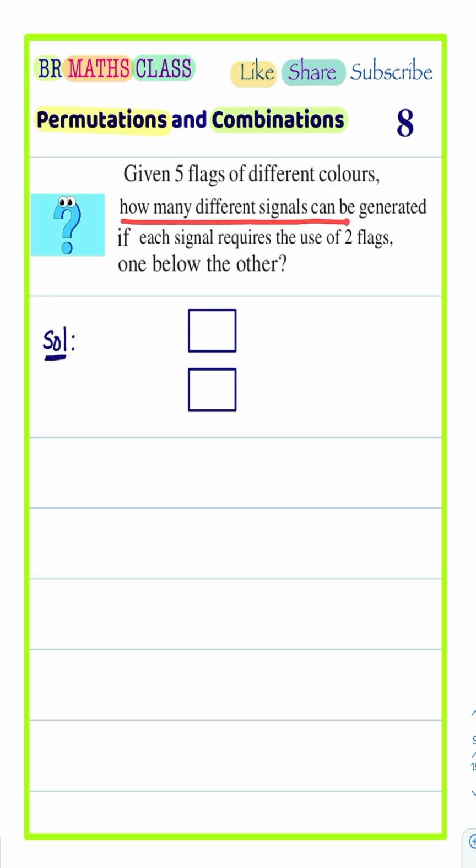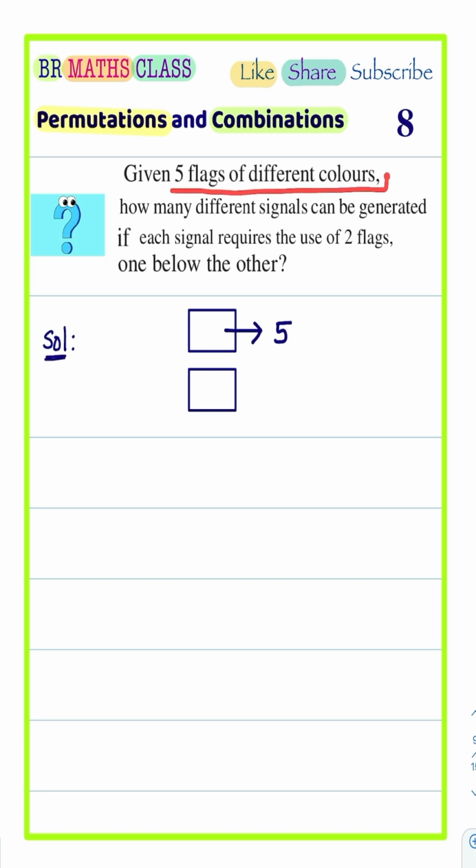Given 5 flags of different colors, how many different signals can be generated if each signal requires 2 flags, one below the other? They gave 5 different color flags. To generate a signal, we need 2 flags. As we need 2 flags to generate a signal, here I took 2 boxes. Now, if we take this box, this can be filled in 5 ways. Whatever the 5 flags they gave, any one of the flags, we can keep it here. So this first box can be filled in 5 ways.